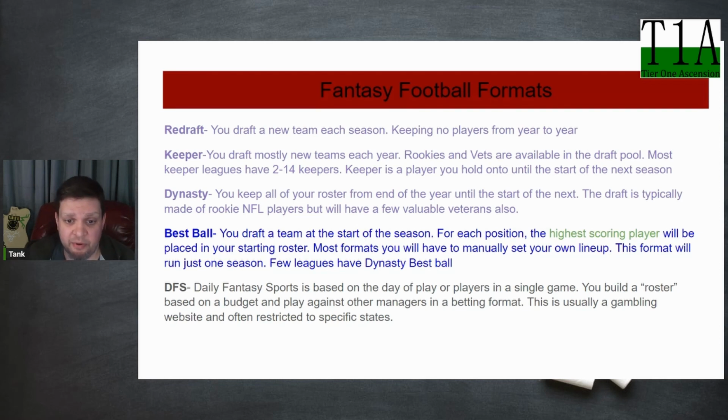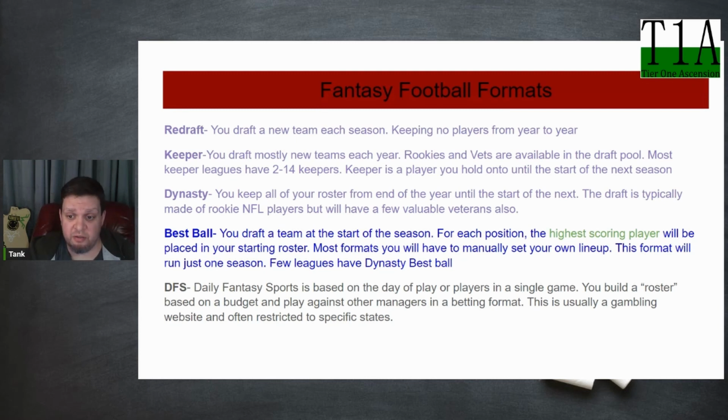Keeper is kind of the hybrid of dynasty and redraft. This is where you're keeping usually 2 to 14 players. Your draft is going to be once yearly, and it's going to have some vets that are worthwhile, but mostly rookies. Where in redraft, you're dealing with everybody all the time, rookies and vets. And in dynasty, your usual draft yearly after your startup is mostly rookies and a few vets. So those three are kind of bridged together as a normal formatting of fantasy football.